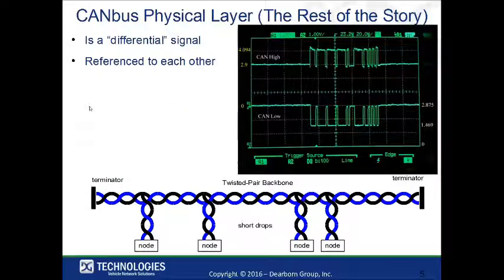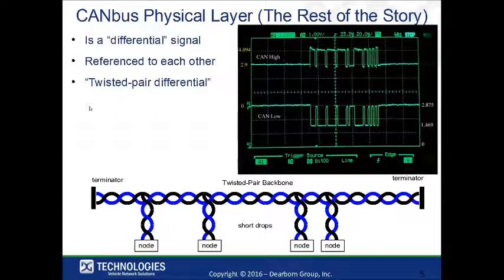Another important property of the CANbus is that it is a differential signal. By differential, we mean that the signals are referenced to each other and not to ground. These signals require a differential op-amp receiver to receive these signals. So every CANbus controller chip contains a differential receiver. The picture on the right is an image of the scope trace of the CAN signals. Here you can see the individual CAN high and CAN low signals are opposites of each other. As CAN high goes high, CAN low goes low, and vice versa.